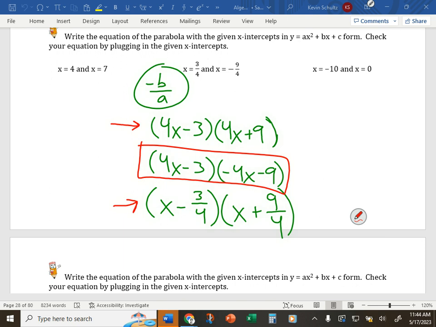Okay. How about the last one? Tell me what you know about this quadratic equation here. What do you know about it just by looking at it? By looking at its x-intercepts.